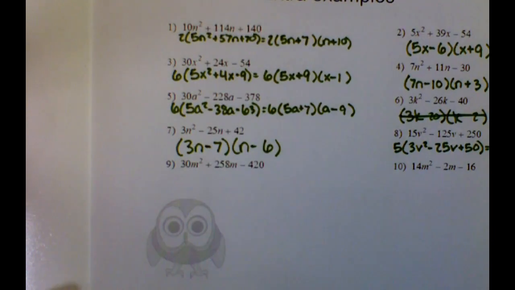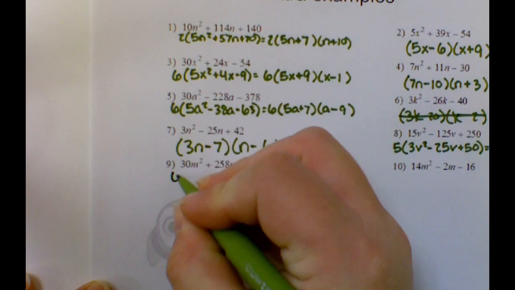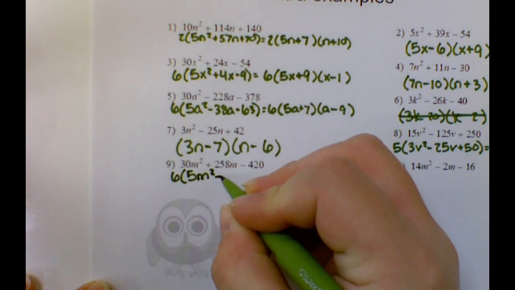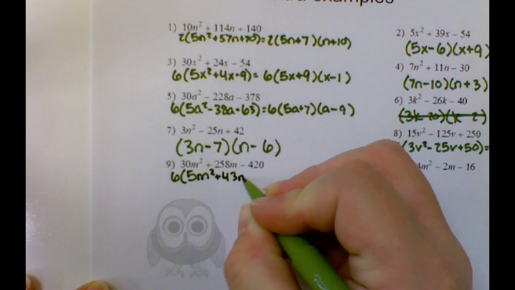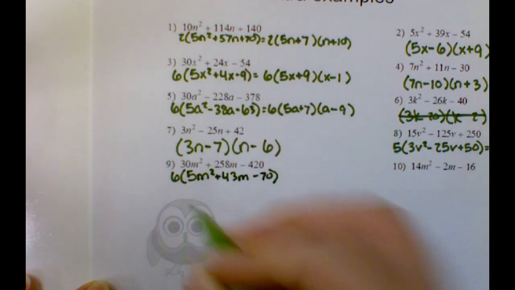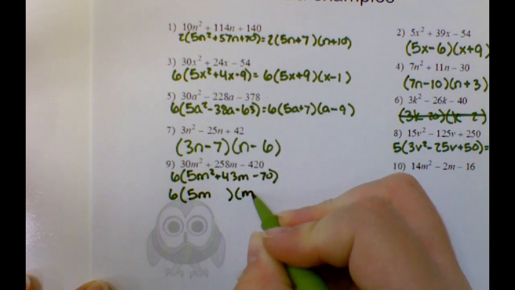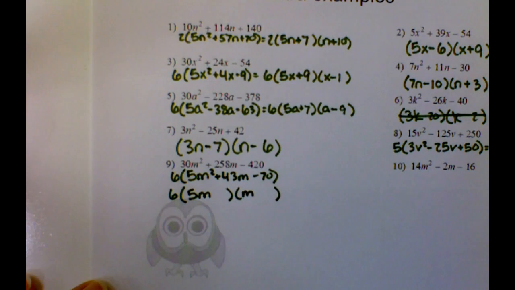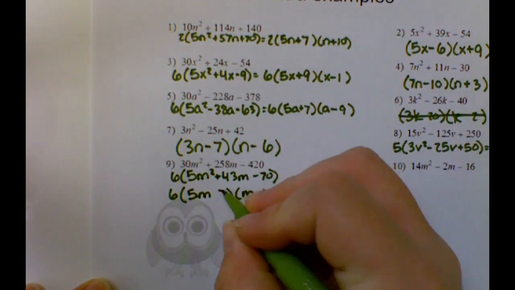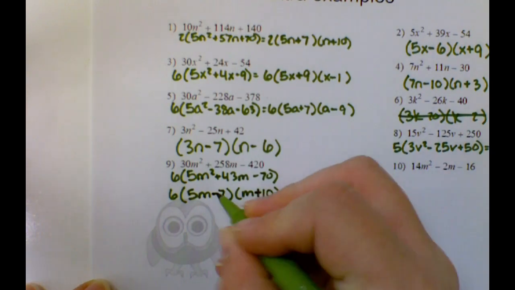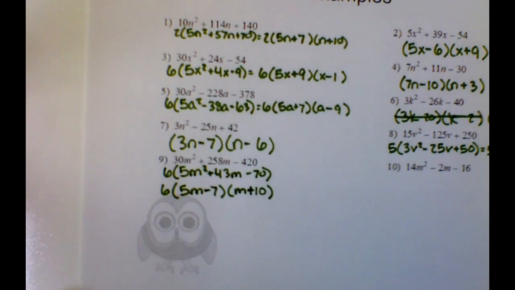And number 9, my GCF here is 6. Leaves me with 5m squared plus 43m minus 70. Only way to break apart 5m squared is 5m and m. Well, numbers that multiply to 70, I like 7 and 10 because I know 50 minus 7 is 43. Positive 50 minus 7. There we go.